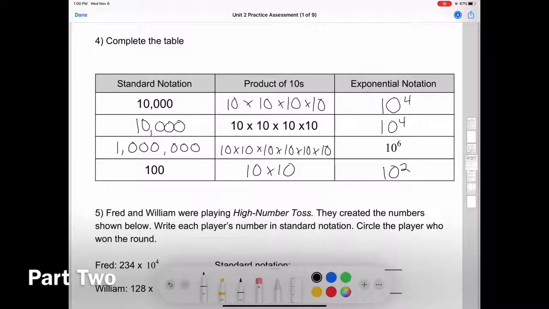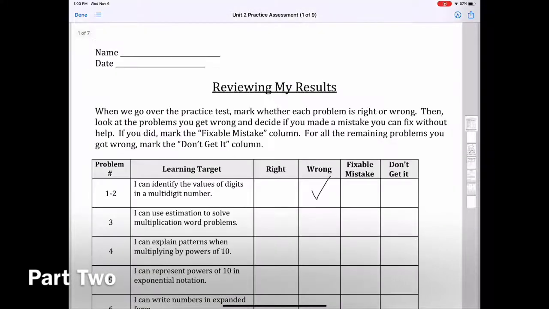All right. Good. So we're going to go back. That was a pretty easy one. We're going to go back, and we are going to reflect on our answer. If we got that whole table right, then we're going to mark, I can explain patterns when multiplying by powers of 10. We're going to put a check in that right box. If you got one little section wrong, we're going to put a check in the wrong. And if you get it now, check the fixable mistake. If you're still confused, check the still don't get it. Okay.